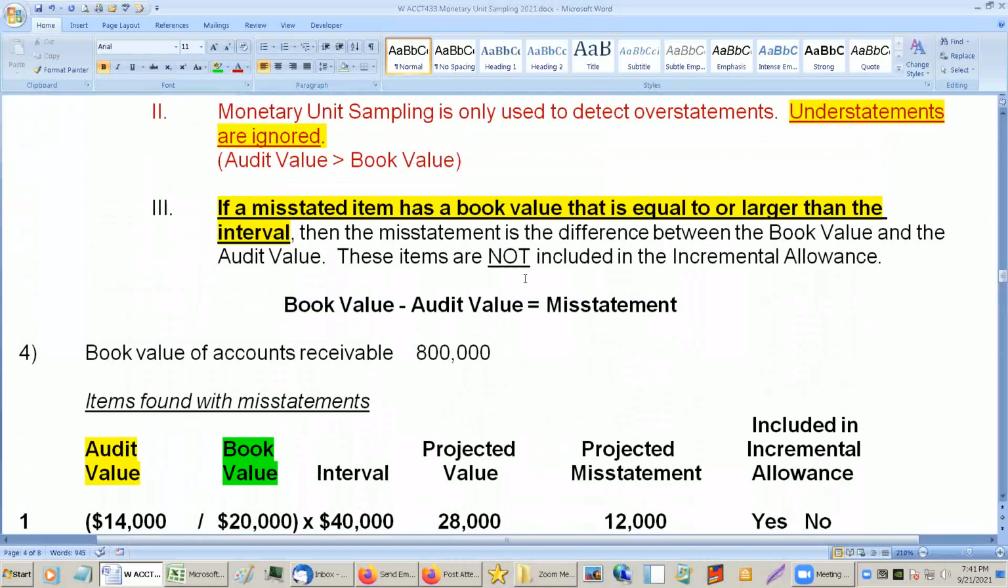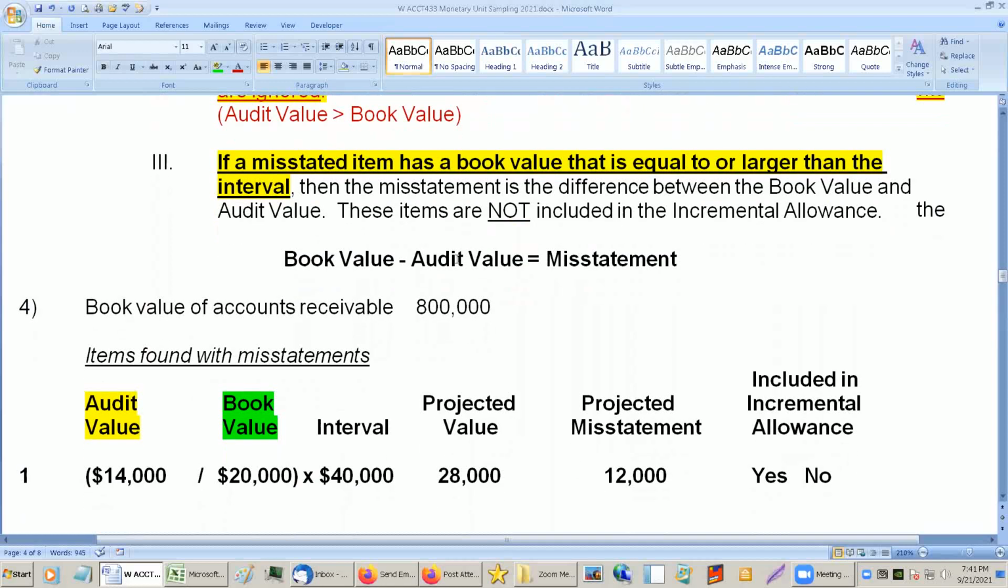Okay, these last two. If the misstated item has a book value that is equal to or larger than the interval, then the misstatement is the difference between the book value and the audit value. And these items are not including incremental allowance, which we'll talk about in a minute. Okay.